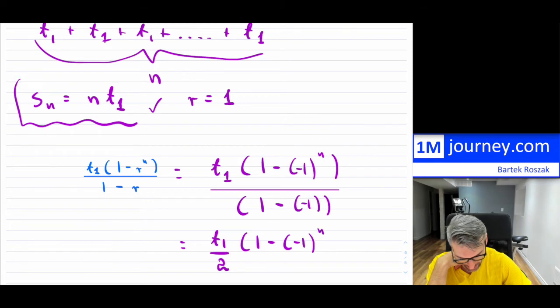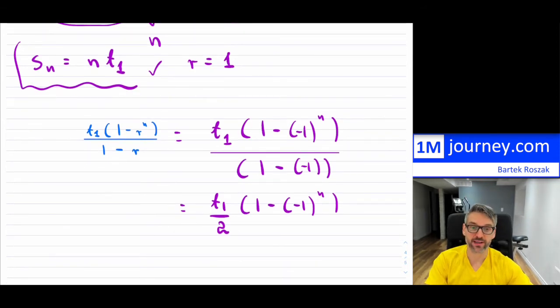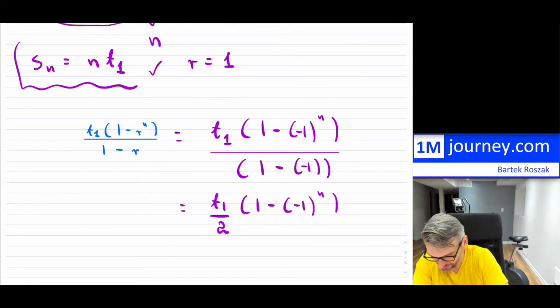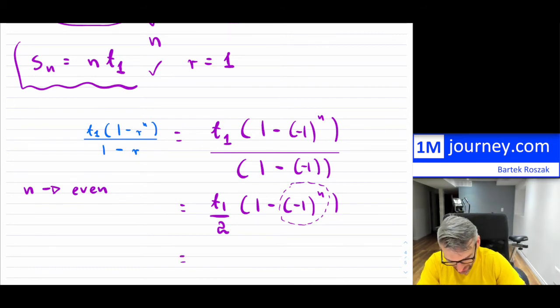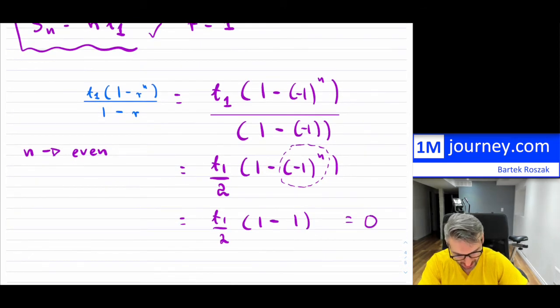Now here, we're going to have to be careful, right? So it depends what n is. If n is even, then this term right here is going to be equal to 1. So what you're going to get is t1 over 2, times 1 minus 1, which is going to be 0. So that means your sum is 0.